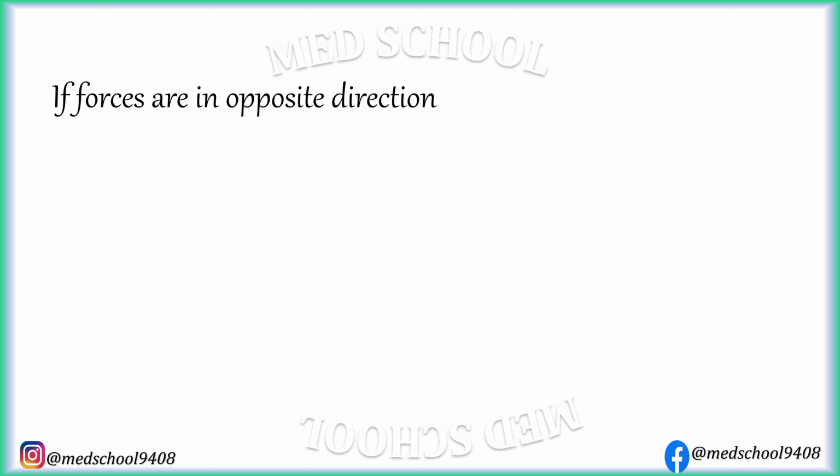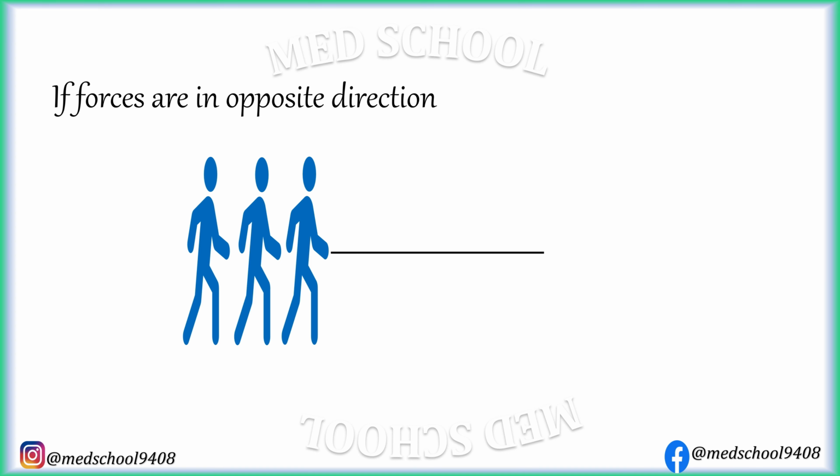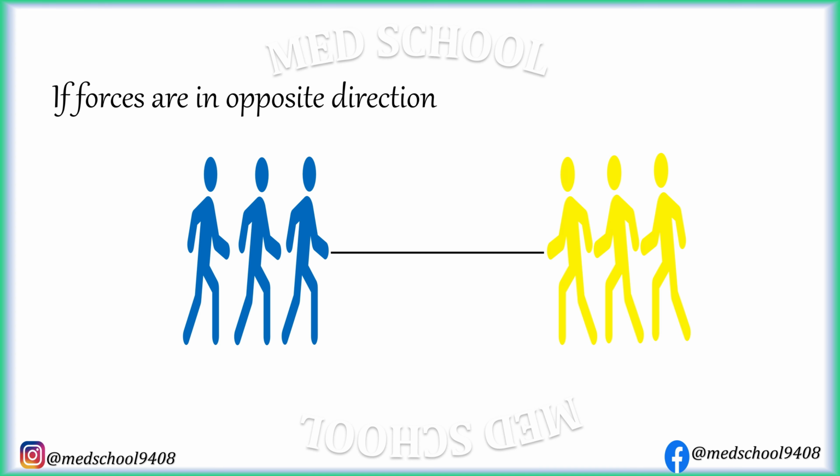Now imagine a game of tug of war between team blue and team yellow. Both have 3 players and they are of equal strength. There will be no movement of rope even if a lot of force is applied on it. This is because force applied by blue team and yellow team are of equal magnitude and opposite in direction. That's why the resultant vector will be 0.